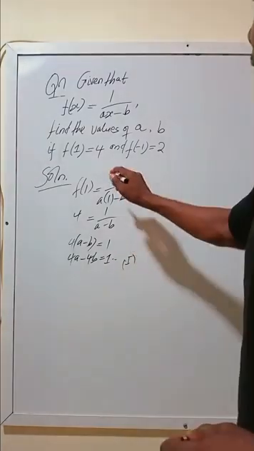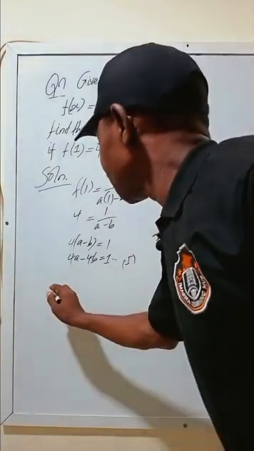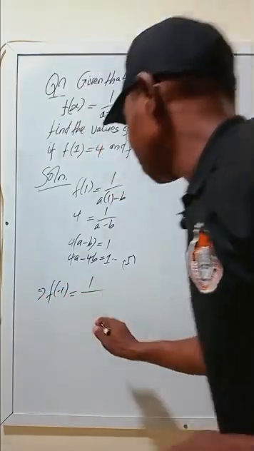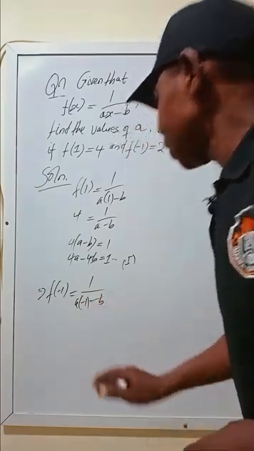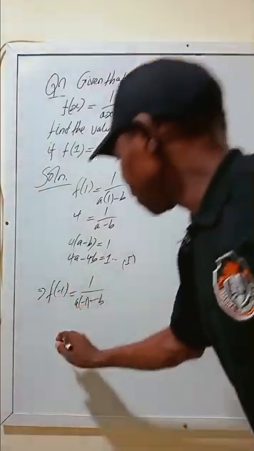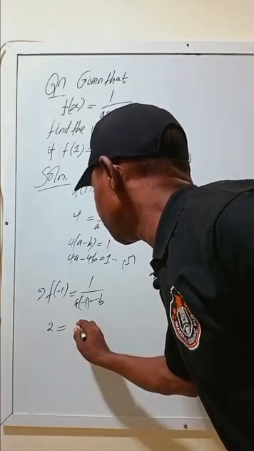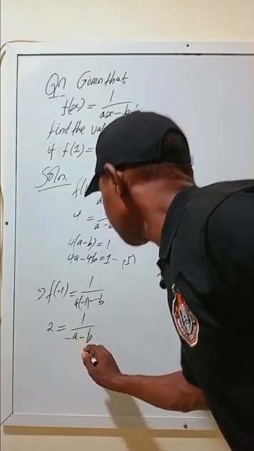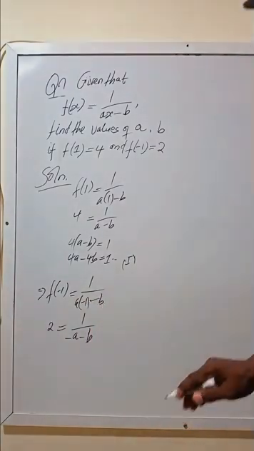Then now let's work on f of negative 1. So we shall say f of negative 1 will be equal to 1 over a into bracket negative 1, then minus b. What is f of negative 1? According to the given information, this value is equal to 2. So we say 2 is equal to 1 over negative a minus b. Negative 1 times a is negative a, then minus b.